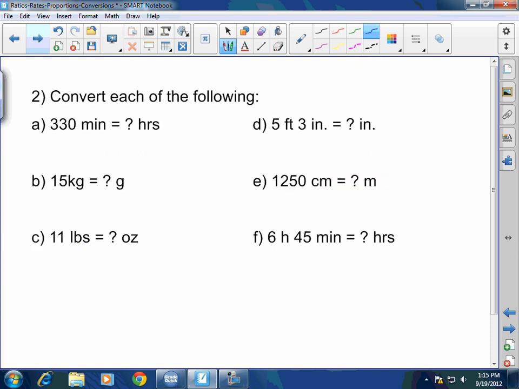All right. Now, let's convert each. 330 minutes to hours. First of all, I'm going small to large or large to small? Going small to large, right? So I'm going to divide, because there's 60 minutes in 1 hour, right? So you go 330 divided by 60. Cancel that out. So that's going to be 5.5 hours.